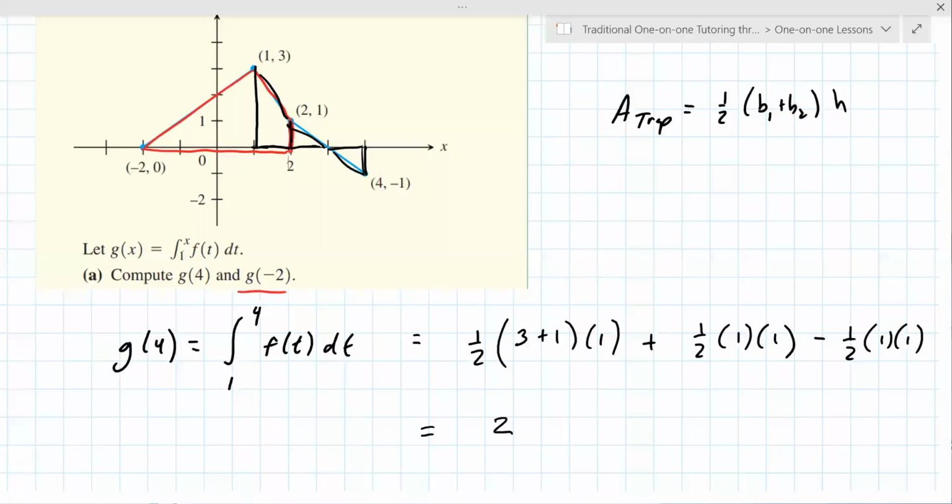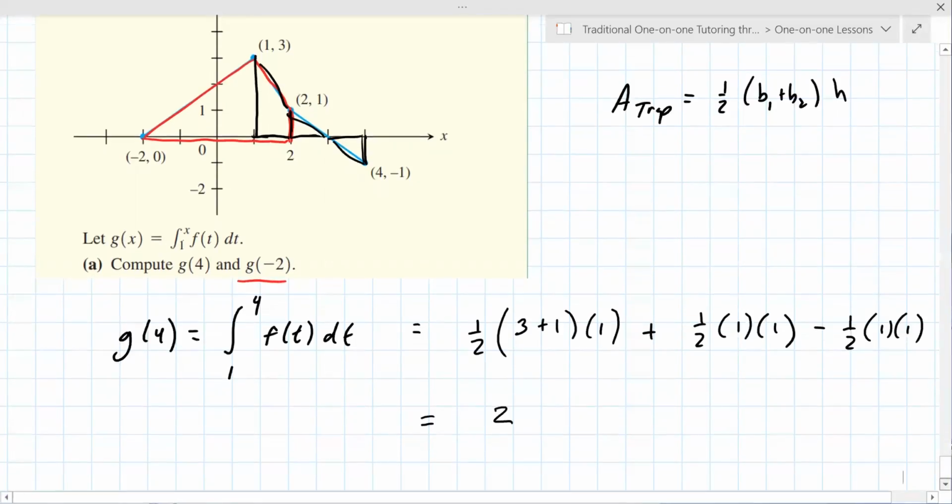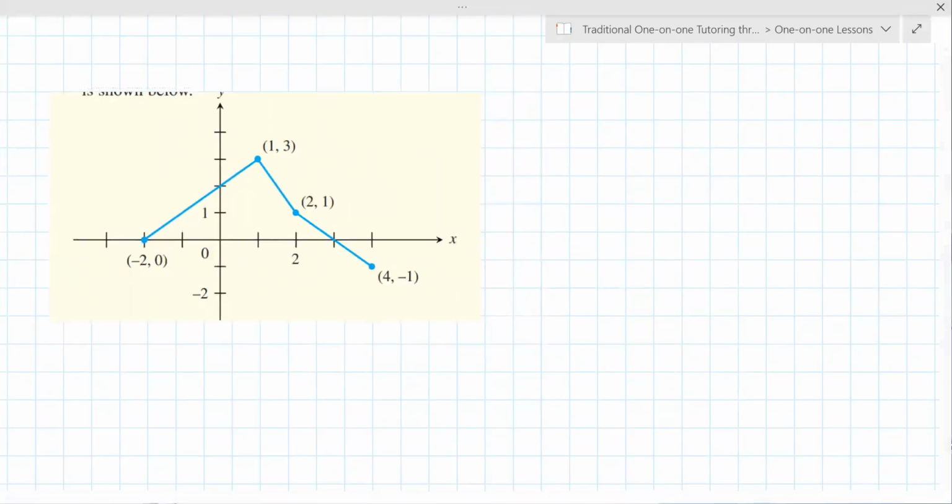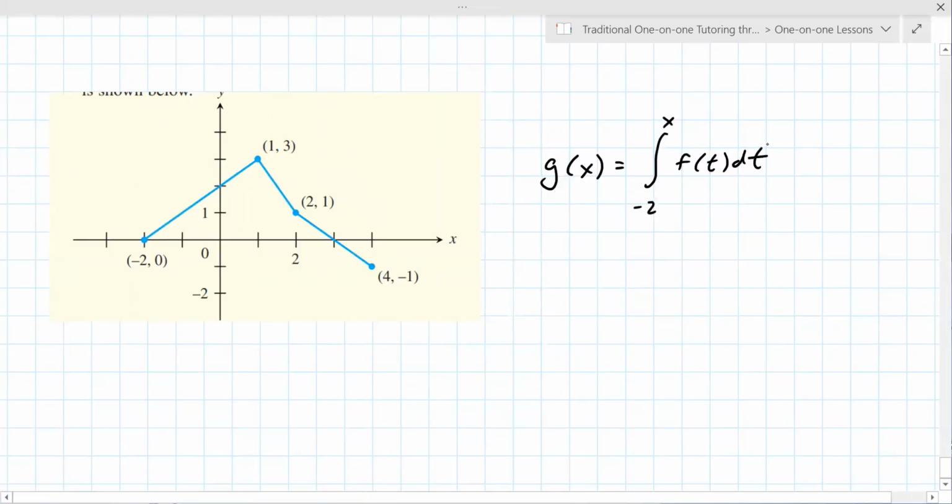All right, so let me slightly modify this problem and ask you some questions that I think you might actually see on the test. I know we're coming to the end here, but let's see if we can sneak this in. This time we're going to let g of x equal the integral from -2 to x of f of t dt. So we're starting here. And I could ask you, where is g of x a max?